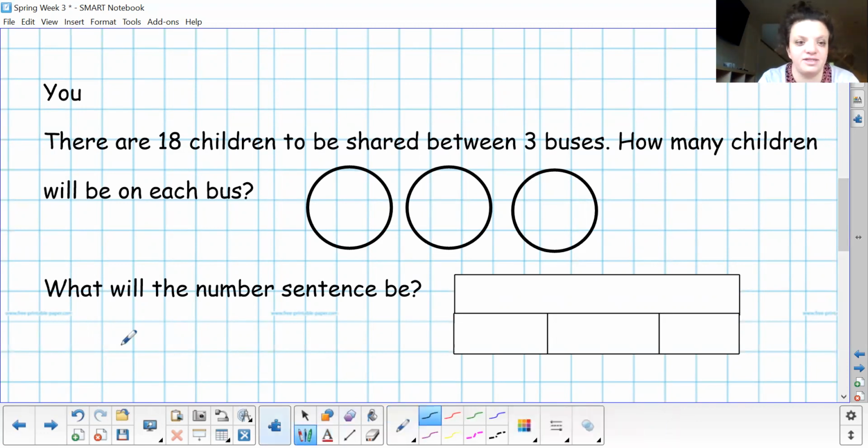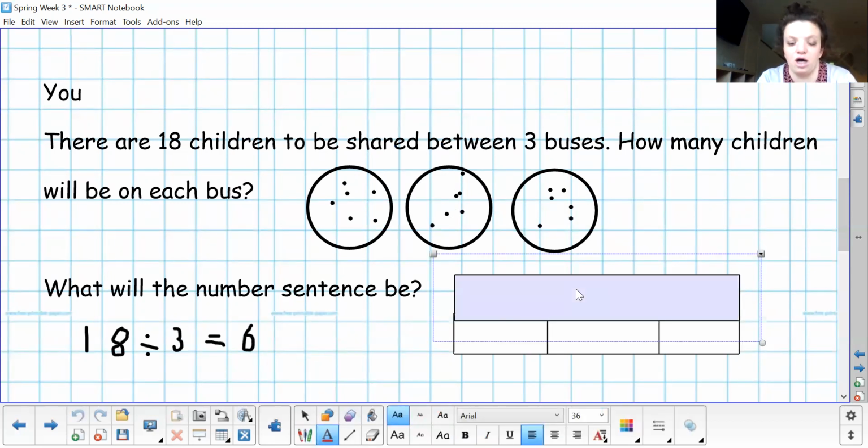So your number sentence is going to be 18 divided by 3 because it's shared into 3 groups, 3 buses. And I've drawn my 3 groups and now I'm going to share my 18. 1, 2, 3, 4, 5, 6, 7, 8, 9, 10, 11, 12, 13, 14, 15, 16, 17, 18. So my answer in each of my buses, in each of my groups is 6. I've got 6 in each, so my answer is going to be 6. 18 divided by 3 is going to equal 6.